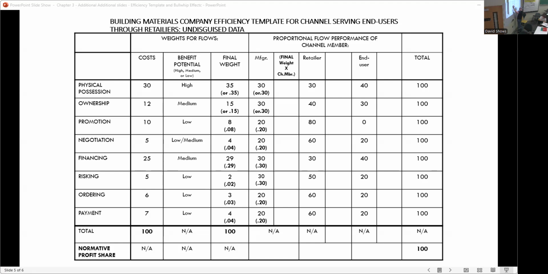0.064. Next one. 0.024. Next one. 0.087. Next one. 0.10. Very good. Thank you. Three sig figs. What's the next? 0.018. Yeah, I know I'm anal. And what's the next one? 0.024. And what's that total? 0.392. Okay. So that means that the retailer should be getting 39.2% of the profits.